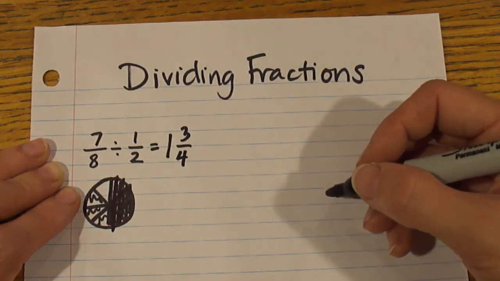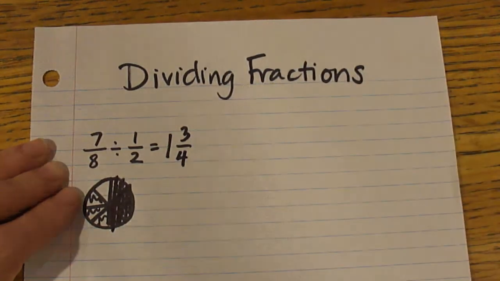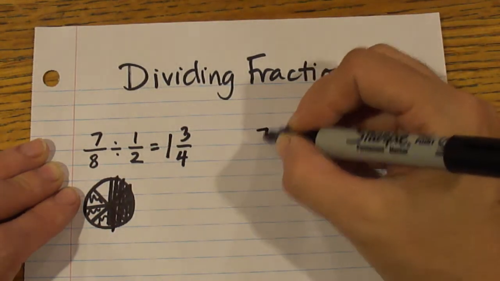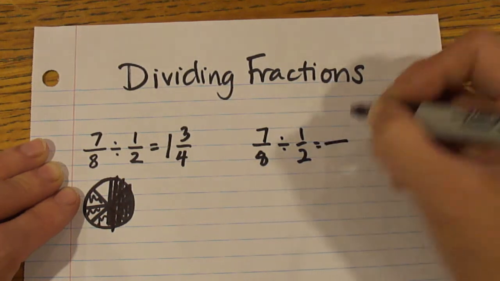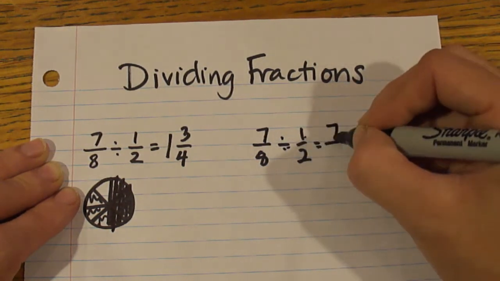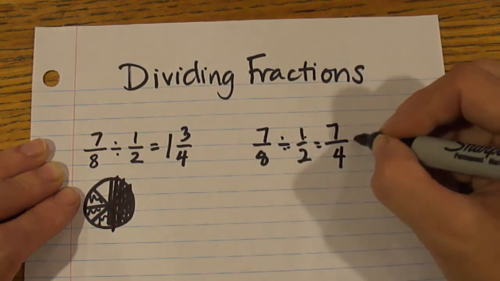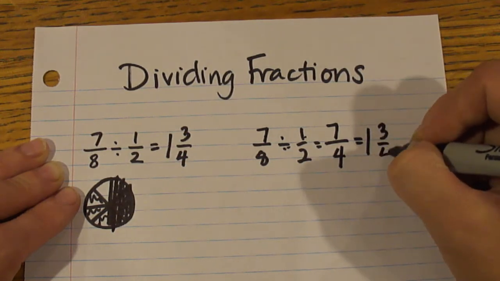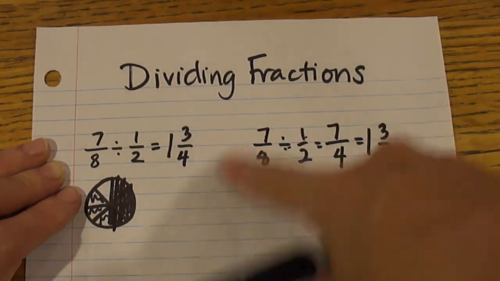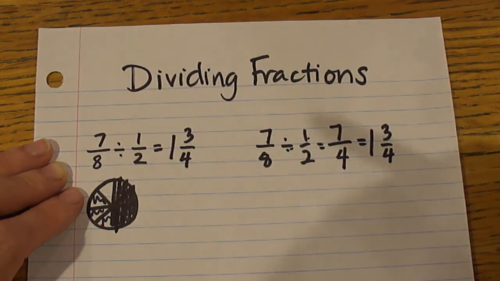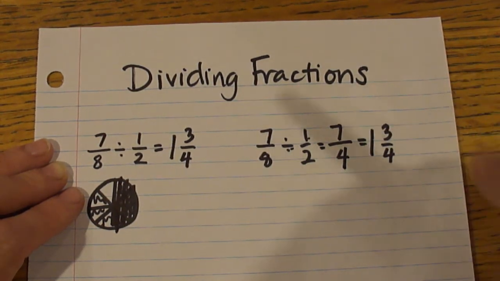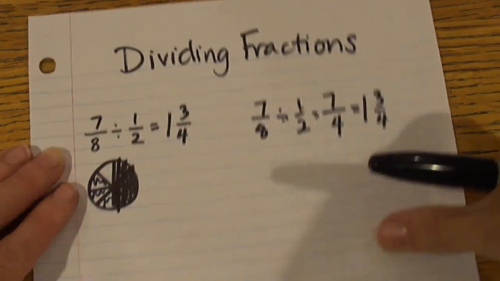We're going to be doing this problem in another way. We can also see this just by dividing across. 7/8 divided by 1/2 is equal to 7 divided by 1 is 7. 8 divided by 2 is 4. That's equal to 1 3/4. This is a very simple way of doing the problem if my denominators and numerators can divide easily. If not, I end up with something more complicated.